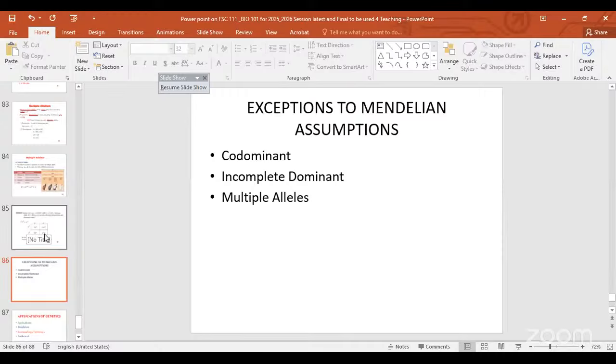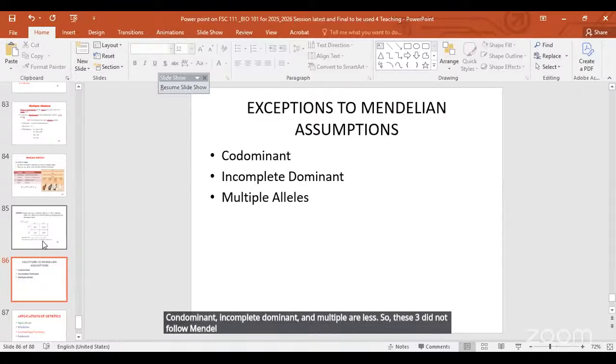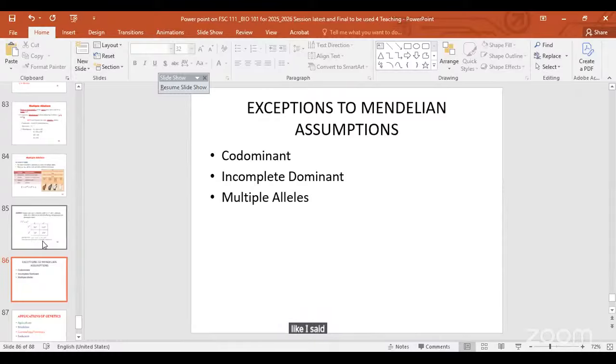So these are exceptions to Mendelian assumptions. Can you see the three now? Yes, sir. Codominant, incomplete dominant, and multiple alleles. So these three did not follow Mendelian assumption. Like I said, those assumptions are valid to an extent, but not in all cases. So the exceptions to that assumption are these three.